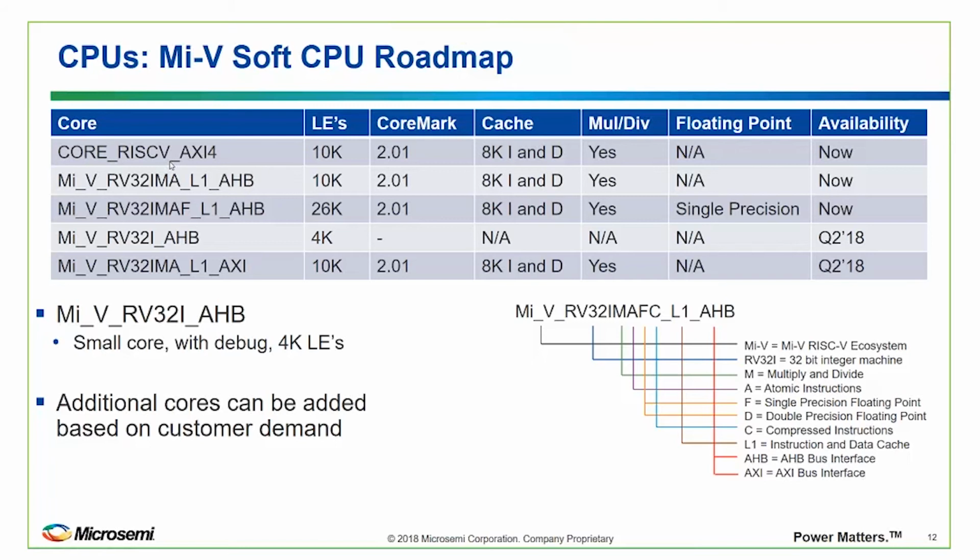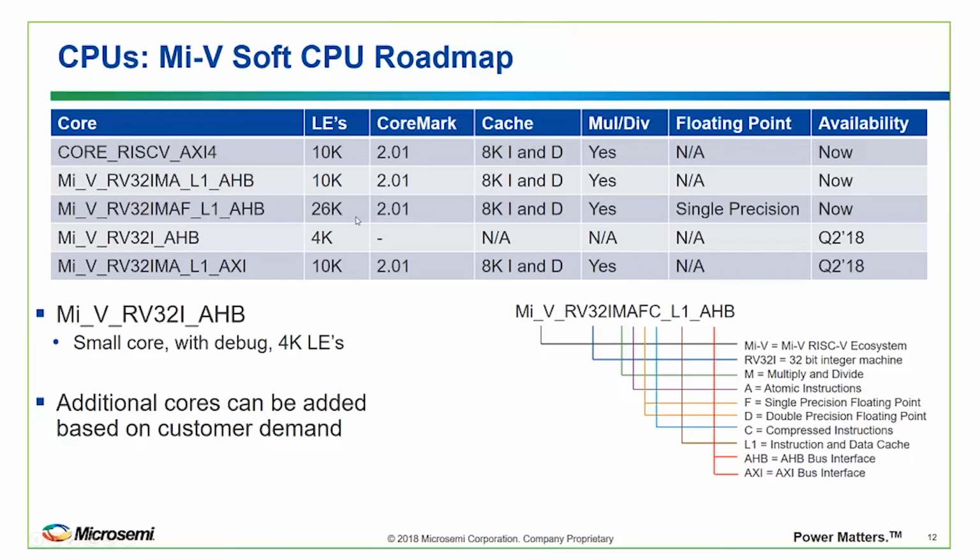We had some customers that requested that we replace the AXI4 interface with an AHB interface. And so we brought out a couple of new cores, and we started marketing these as My5. So My5 RV32I MA L1 AHB, which has an AHB interface. It's roughly the same size as the original AXI4 interface, still has the same 8 KB instruction and data cache. That's available today. And then we brought out the RV32I MAF with the AHB interface, which is a single precision floating point unit has been added.